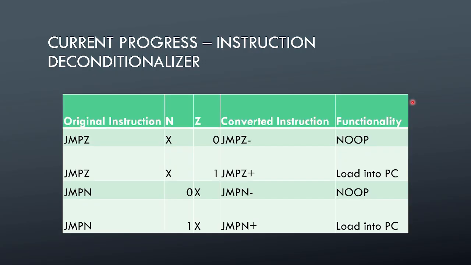So just an example of that, this circuit actually only works on these two instructions. So if you call the jump Z instruction and the Z flag is 0, that instruction gets converted into the no-op instruction. But if jump Z is called and the zero flag is high, then you actually load that address into the program counter to actually jump. And the same thing for the negative instruction.